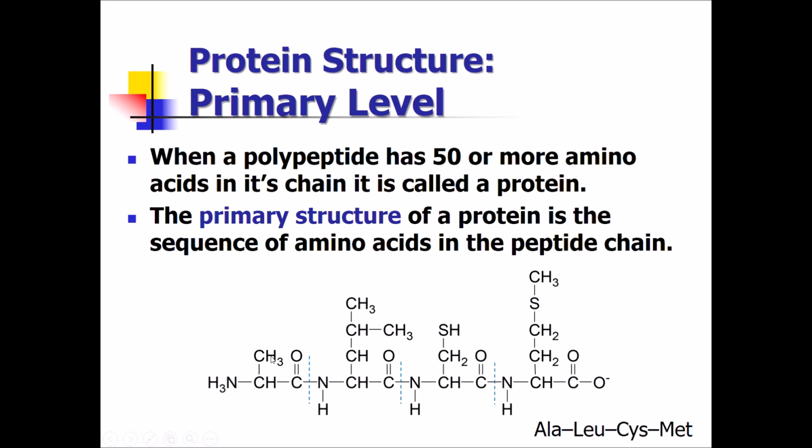And I'm not so concerned that you know what these functional groups are. It's more so to see that there are 4 amino acids, okay? Alanine, leucine, cysteine, and methionine, and now we have what's called a tetrapeptide, because tetra is 4. To get a full polypeptide of 50 or more and get an actual protein, we'd have to be at 50 amino acids long in our chain.